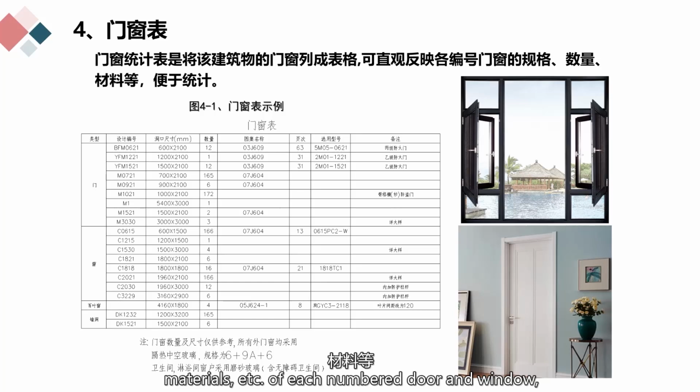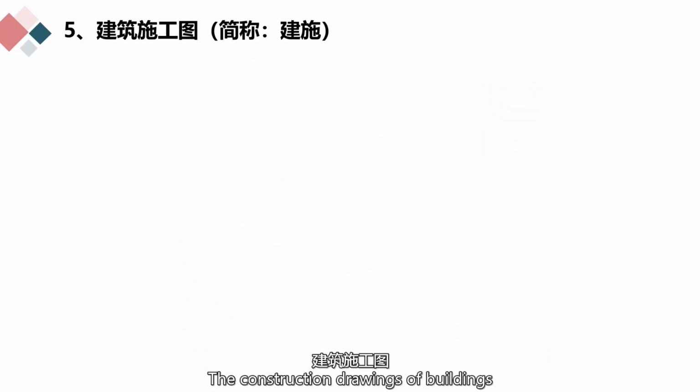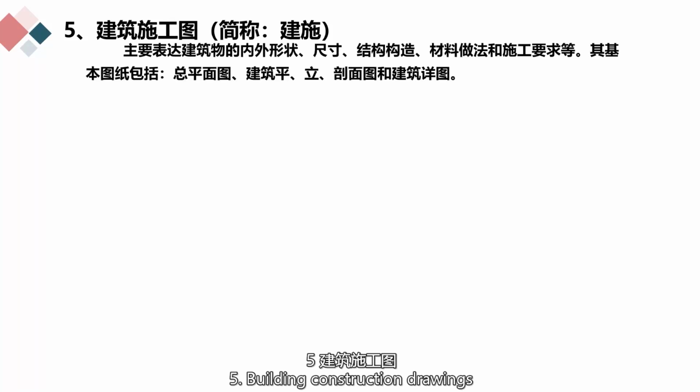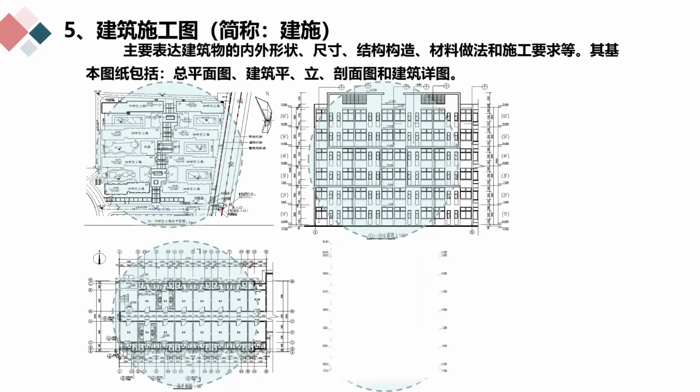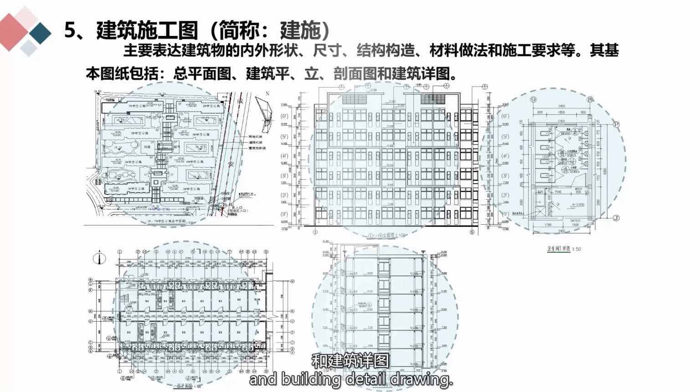of each numbered door and window, and is convenient for statistics. The construction drawings of buildings also include the fifth: Building construction drawings, abbreviated as CD, which mainly express the internal and external shapes, dimensions, structural construction, material practices, and construction requirements of the building. Its basic drawings include general layout plan, building plan, elevation, section, and building detail drawing.